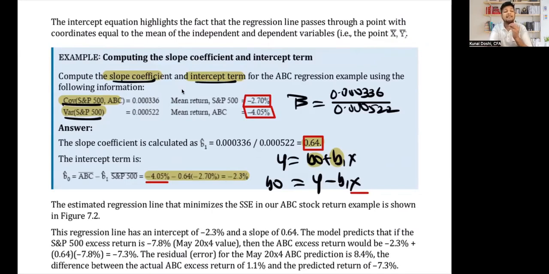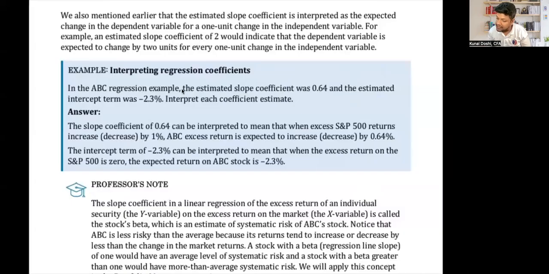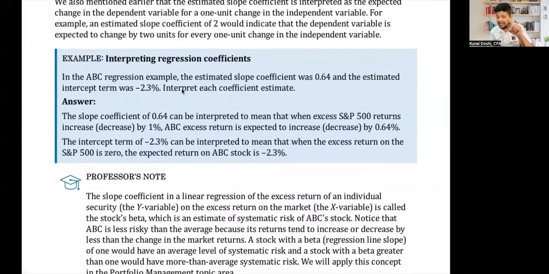Once you are done with this, I will discuss with you what it is that we are trying to do. What is the meaning of this B0 and what is the meaning of this B1? Once you get them, you will realize your B0 is minus 2.3 and your B1 is 0.64. What is the meaning of this? The meaning is in the next slide.